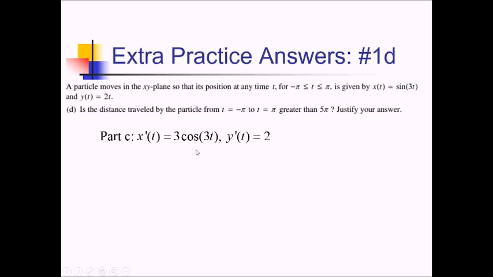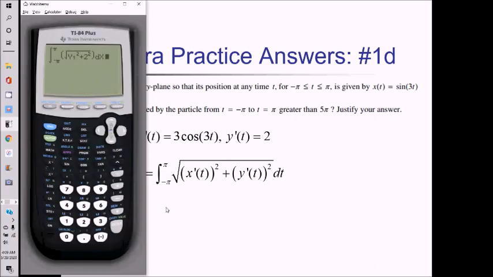Now to find the distance traveled here, we need to do the integral from negative pi to positive pi of basically the speed of the particle. So we have the square root of x prime squared plus y prime squared, and we'll have a dt there. So this is how I wrote everything out just to justify my work. Now since I've already defined x prime and y prime, I can just write those in there without showing anything else. Let me do all this on the calculator now. So here's what all of this looks like on the calculator.